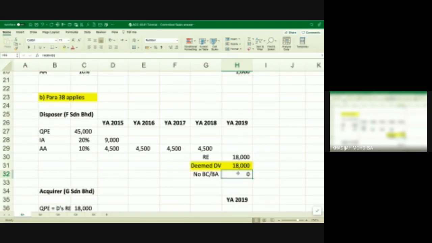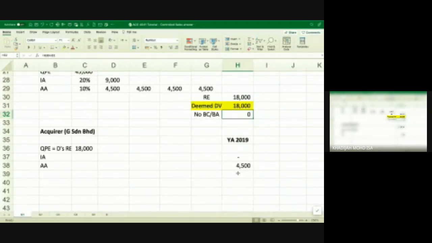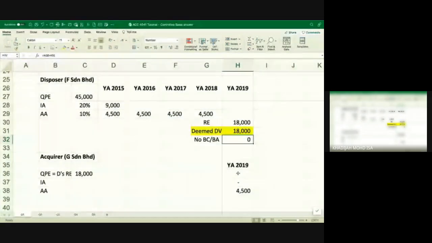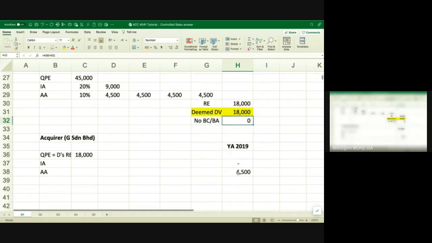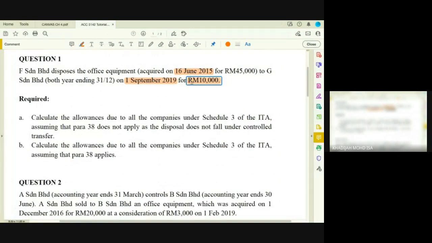Therefore, you will have to do it this way, right? To the disposer, there's no gain, no loss. There's no balancing charge, no balancing allowance, because the disposal value is deemed to be the RE, right? Or the RE is deemed to be the disposal value. Therefore, there's no balancing charge, no balancing allowance. To the acquirer, all right, it's not the same as the third party. To the acquirer, the acquisition price or the consideration paid for the asset is disregarded. You don't care about that, because why?